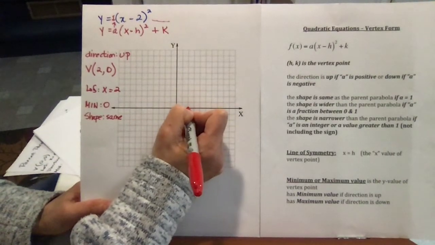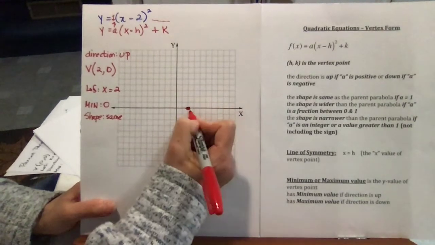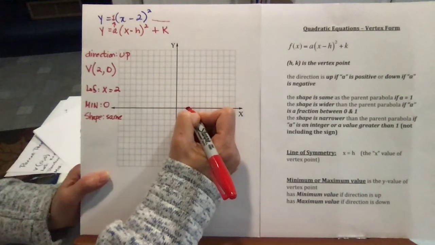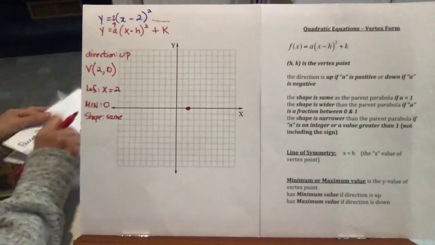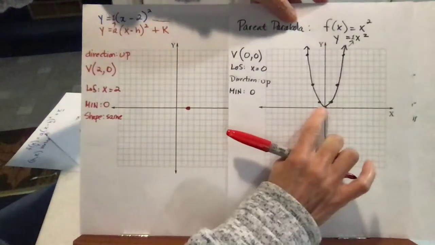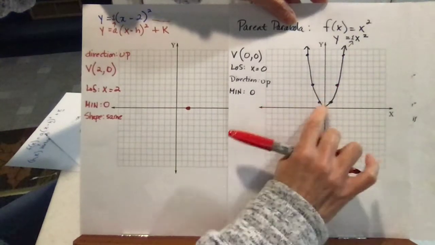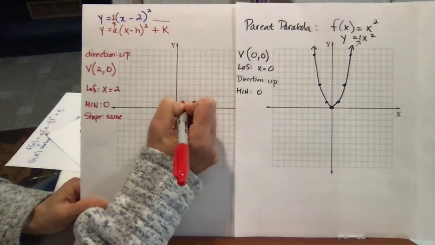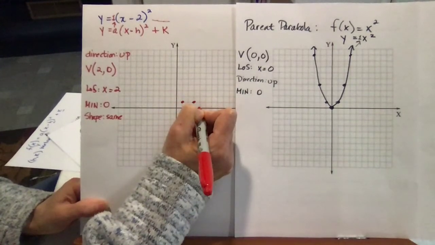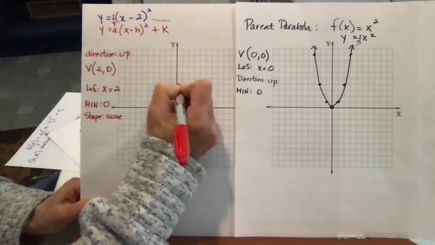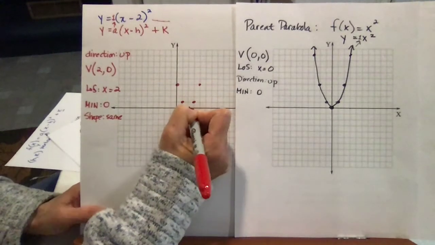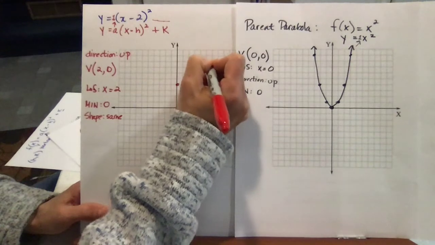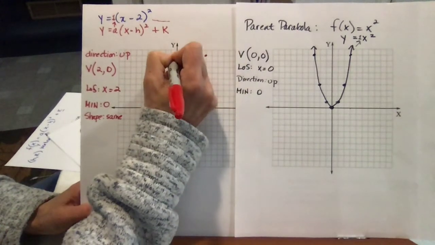All right, so let's go to our vertex of 2, 0. So we move 2 to the right. We don't go up or down. It's going up. So we're going to go same shape, means it acts just like the parent. And remember, the parent is right 1, up 1, right 2, up 4, right 3, up 9. So let's do it. So right 1, up 1, use symmetry on the left. Right 2, 1, 2, 3, 4, use symmetry on the left. And let's go 3. 1, 2, 3, 4, 5, 6, 7, 8, 9, and let's go 9.